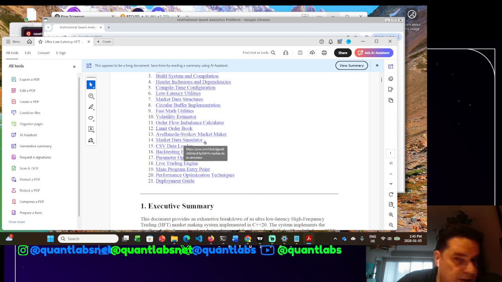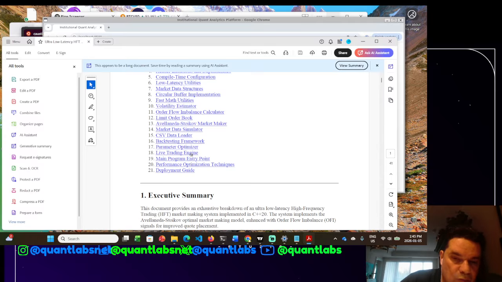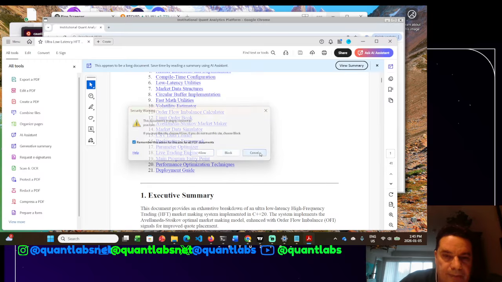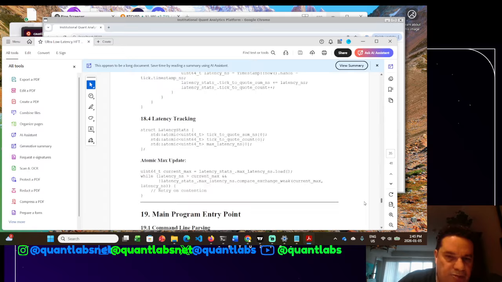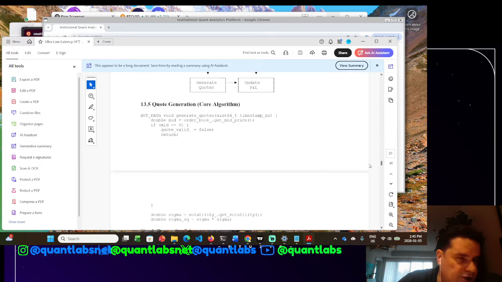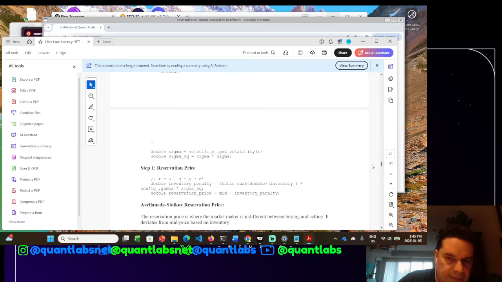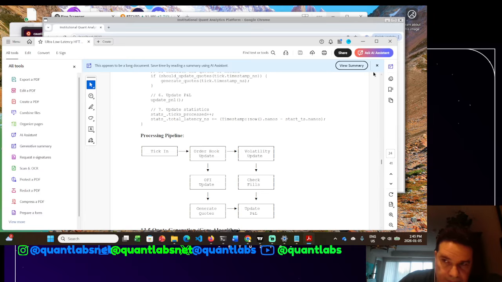We have the data simulators, I say, because it's not real data. We have a data loader, backtesting, parameter optimization. We have a live trading engine, so on and so forth. Okay, so it's all there, and it breaks down the code section by section, with some kind of diagrams as well.